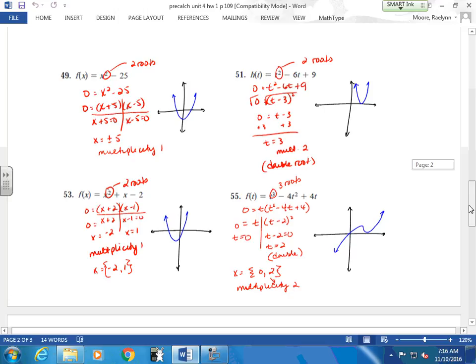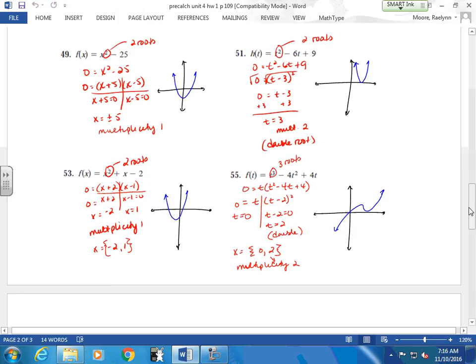And then you had to go through a couple of these. Multiplicity is just the double root thing. If it has more than one, like if it's a double root, then it has a multiplicity factor of 2. We used it twice. So multiplicity is just anything that occurs more than once.